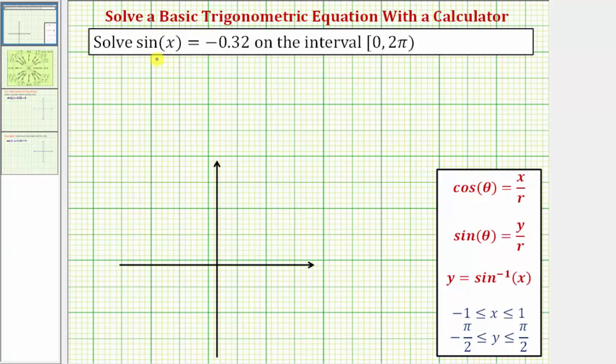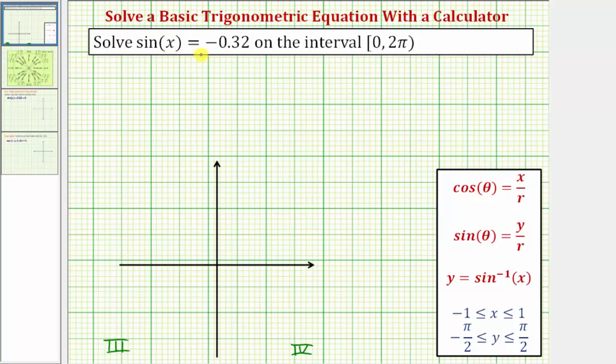We want to solve the trig equation sine x equals negative 0.32 on the interval from 0 to 2 pi. So the first thing to recognize here is that the sine function value is negative, and because sine theta is equal to y divided by r, sine is negative wherever y is negative, and because y is negative in the third and fourth quadrants, the angles that will satisfy our equation must terminate in the third and fourth quadrants.